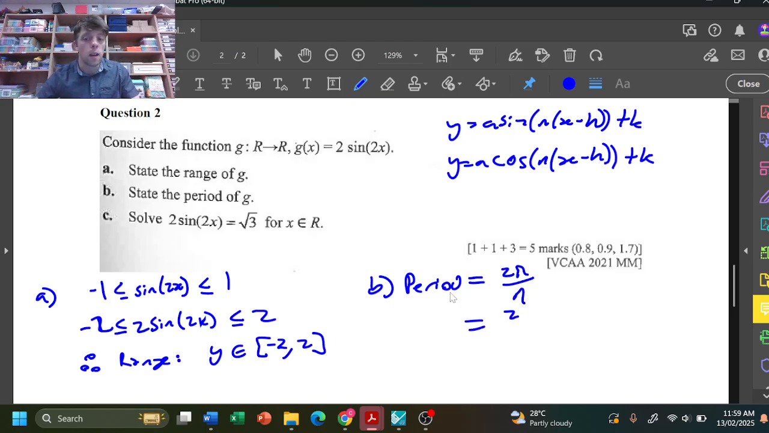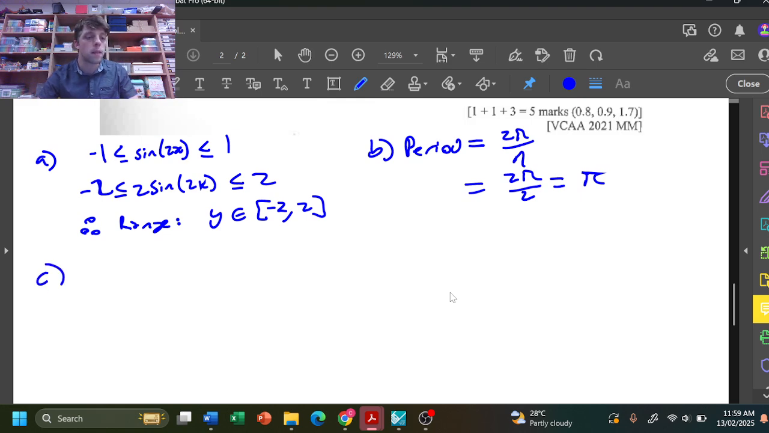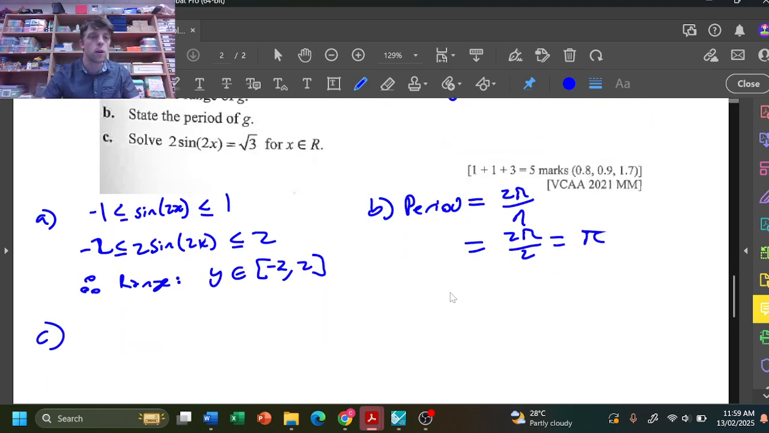So 2 pi over n, and putting it into this case here, the n value, the coefficient of x here is just 2, so the period is going to be 2 pi divided by 2, which is equal to pi. Okay, so now we're up to part C, which is the challenging part of this question. So we have to start by writing out what we're trying to solve. So we want to solve 2 times sine of 2x equals root 3 for x is an element of R.